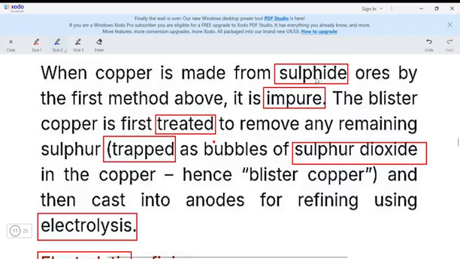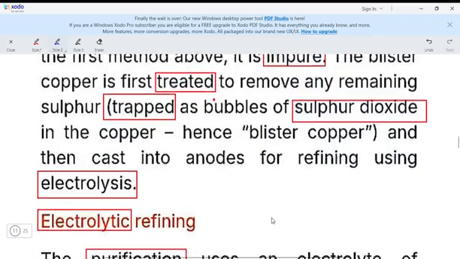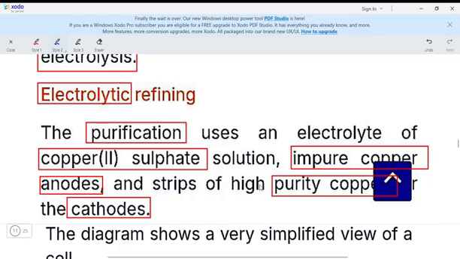So the sulfur that is in that ore, when you have made your copper but it is impure, since sulfur may still be found, you make sure you purify it by adding oxygen to remove that sulfur in the form of sulfur dioxide. The copper that is formed there they call blister copper. This blister copper you will now let undergo electrolysis, whereby you cast it into anodes for refining using electrolysis.